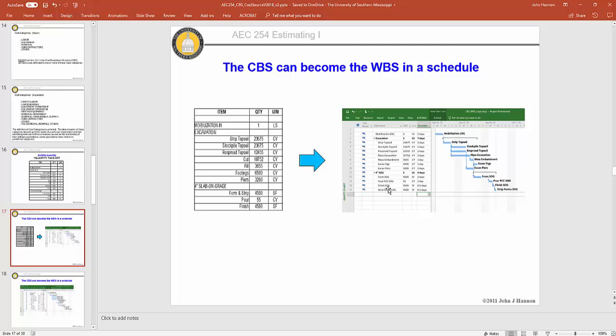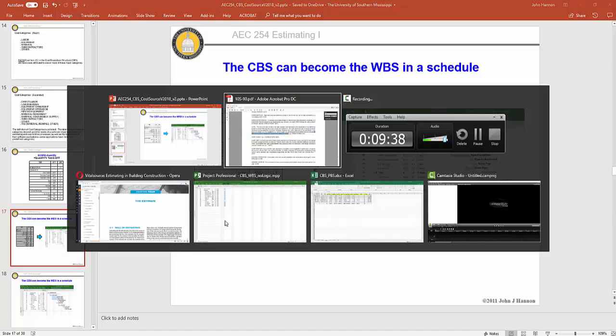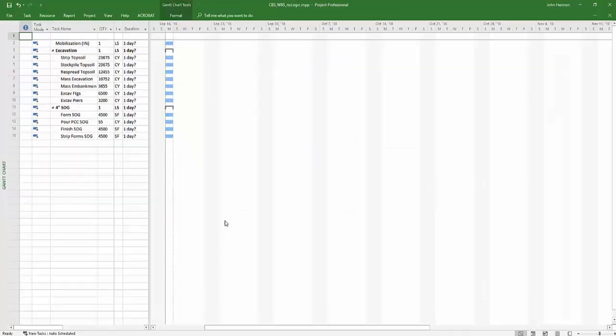I'm not trying to teach you scheduling here, although in chapter 4, the author talks about reasons that the estimator should schedule the project. And if you get involved with this business, you'll find out that estimates and schedules are very closely linked. They're not very distant cousins. So I can use this same CBS, I can take it over to a scheduling program like Microsoft Project, and here is the same breakdown right here.